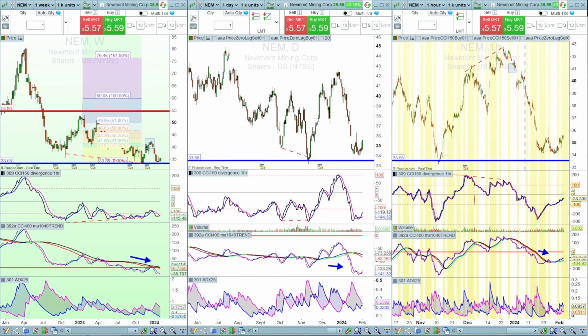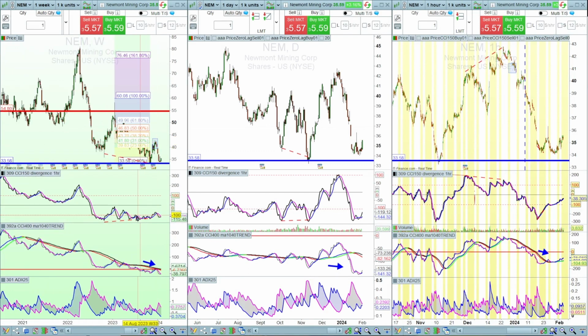Next we've got Newmont Mining, and on the weekly you can see there it's pretty bearish at the moment, although it's hit this support level at 33.58, but we do have a bullish divergence down here on the CCI 150 versus the price, so we may possibly see it bounce from there. But again, for this divergence to fail, we need to see the CCI drop below that entry point there.